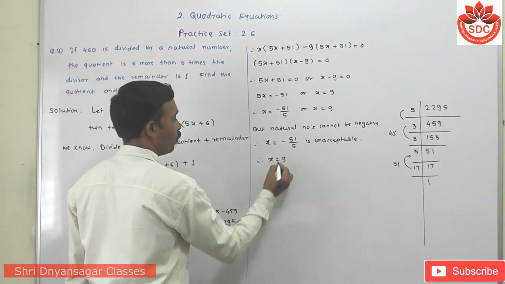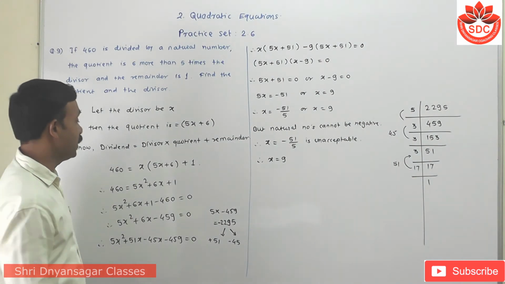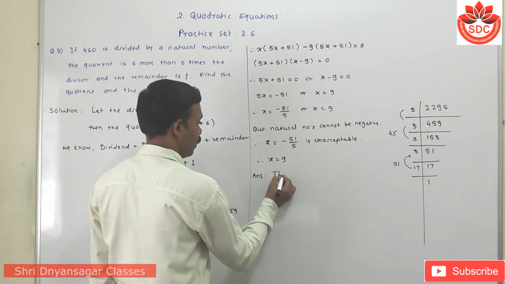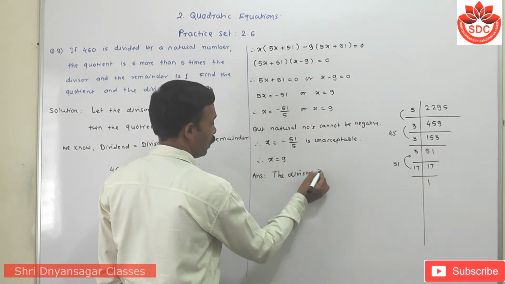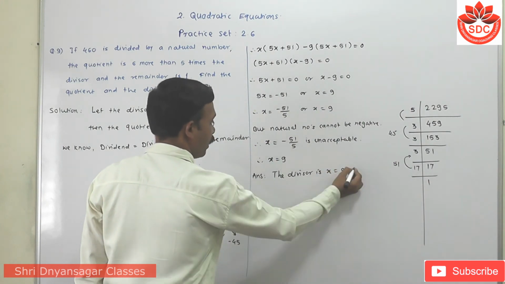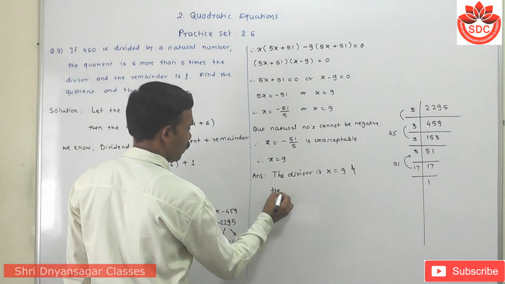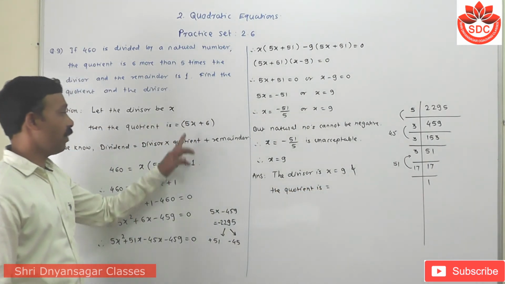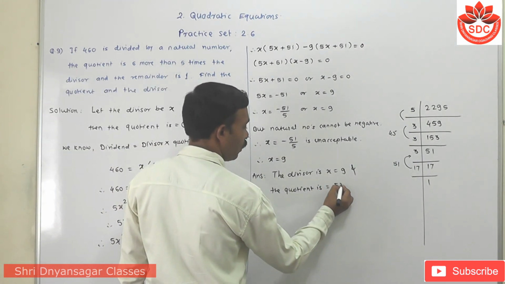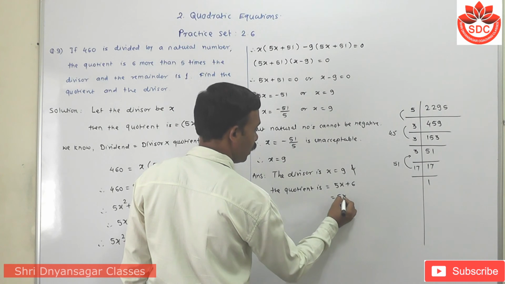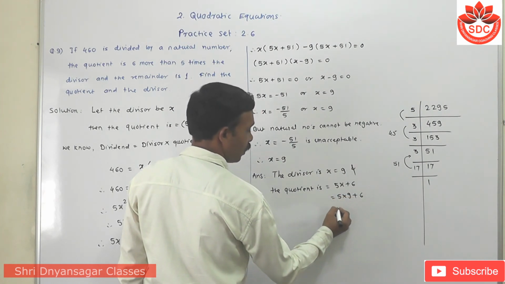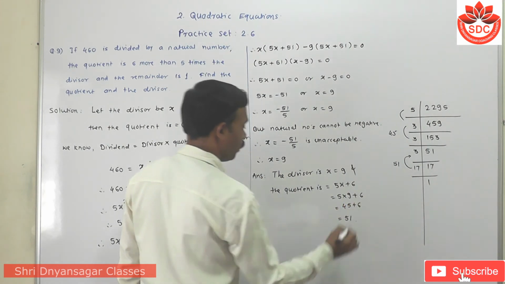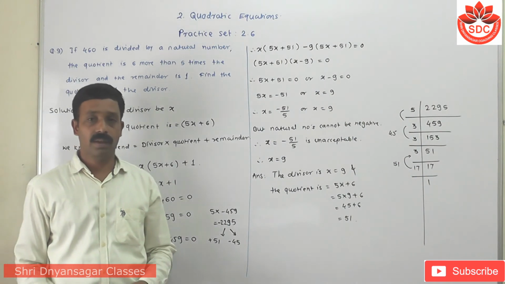Therefore, x is equal to how much? 9. Then the answer in a full sentence. Therefore, the divisor is... x is equal to 9, and the question is 5x plus 6, which means 5 into 9 plus 6. 9 fives are 45, plus 6 is equal to how much? 51. Can you understand this? Okay, thank you very much.